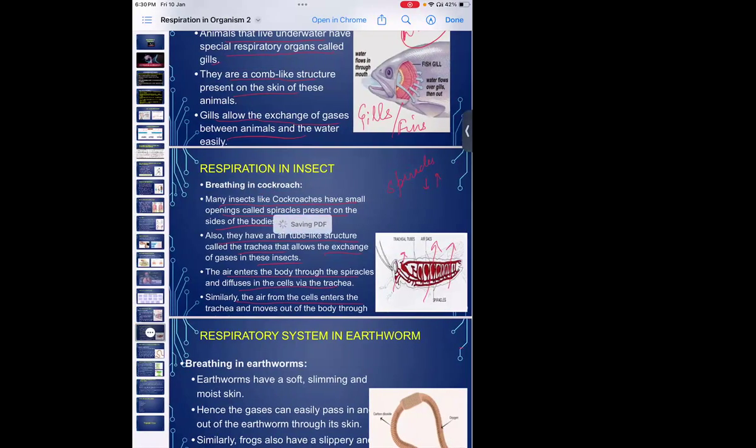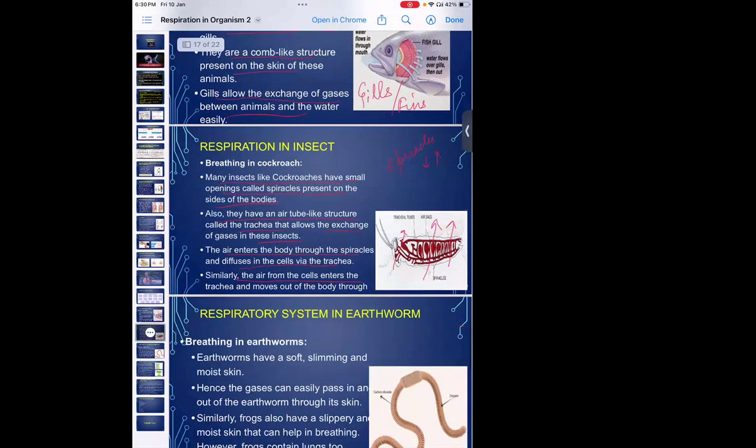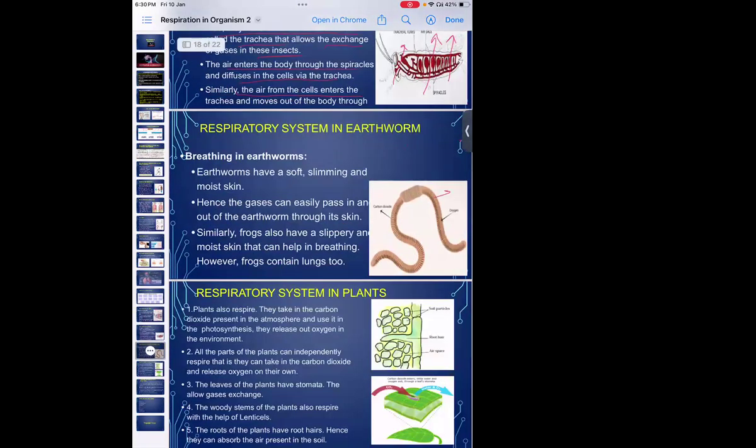Then the earthworm has moist skin, because of which it is able to take oxygen in directly and release carbon dioxide directly from the body. So the earthworm has a soft, slimy and moist skin, and hence gases can easily pass in and out through the skin. So directly through the skin, they are taking in and releasing gases.